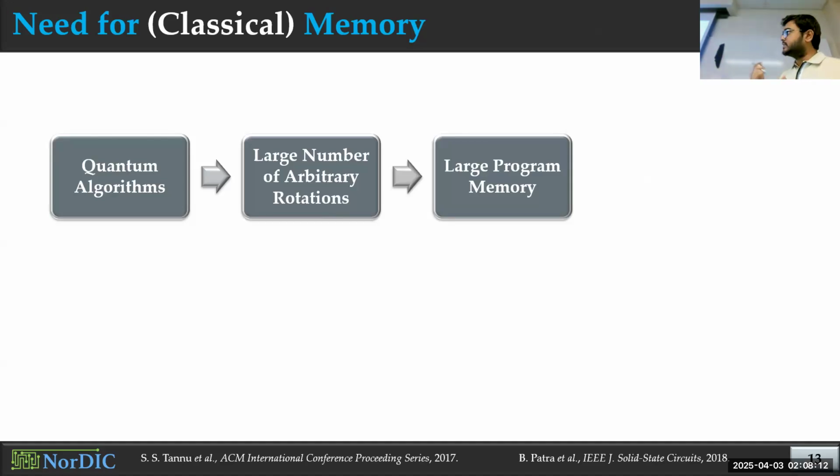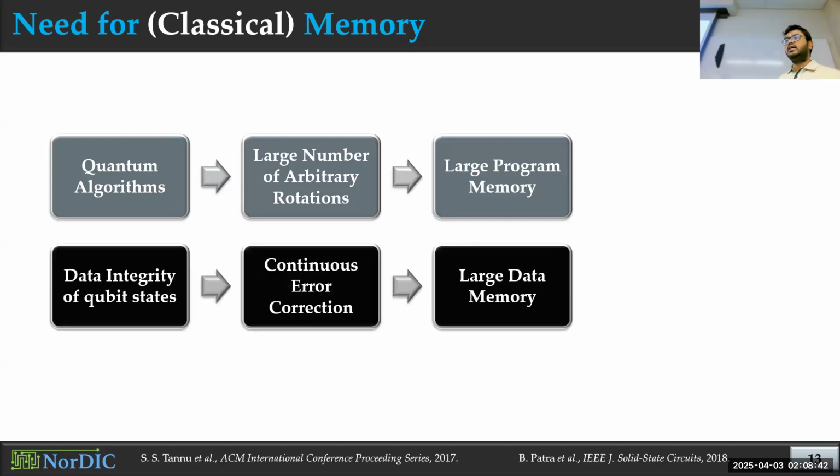For the classical memory that we need for a quantum computer, we need very high capacity memory, because to do any computation with the qubits, we need to run these quantum algorithms, which include a large number of arbitrary rotations and also sending different shapes and different signals to these qubits. And we'll have to store all this information in the memory when we want to send it to the qubits, right? So for that, we will need a large program memory in the memory system.